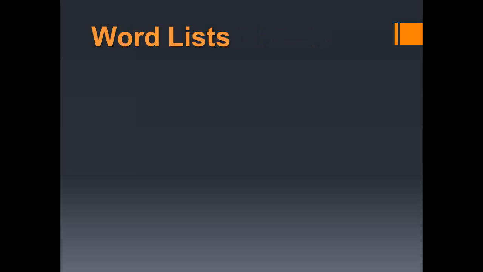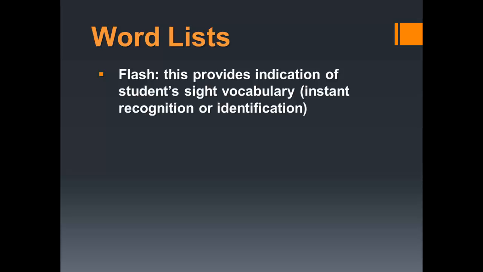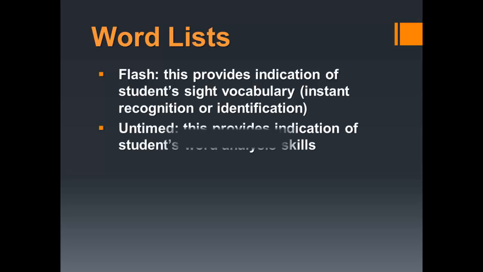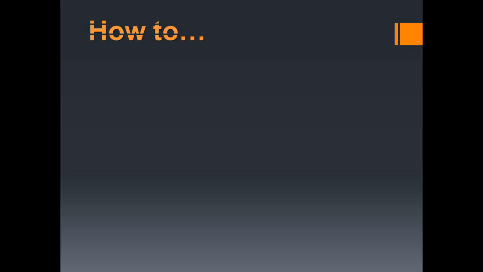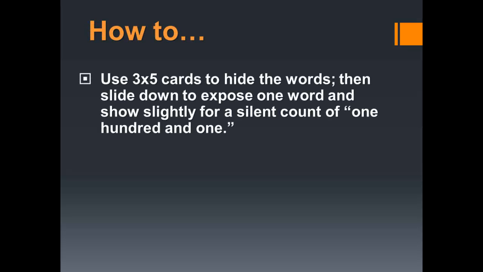So, word list, what are you going to do? First of all, when you administer the flash, the purpose for this is to have insight into a student's current sight vocabulary, those words recognized instantly. The untimed provides you with some idea about the student's word analysis skills. Now, how do you do this? Well, you need to have 2 3x5 cards. And you take your 3x5 cards, both of them, cover the word, in such a way that when you slide the bottom card down, a word shows.